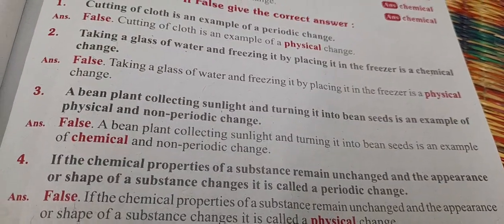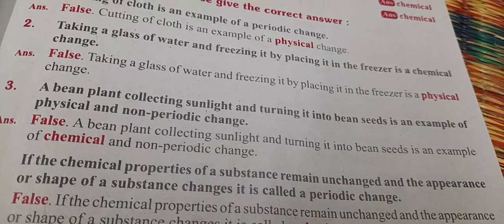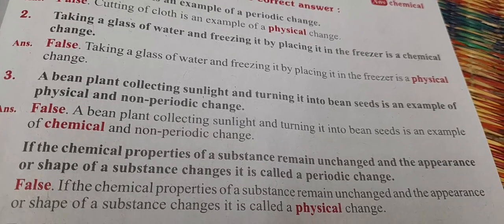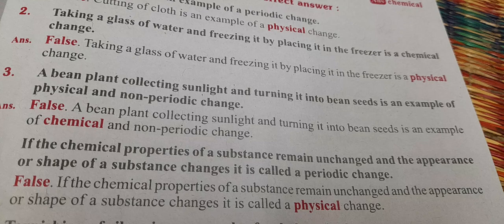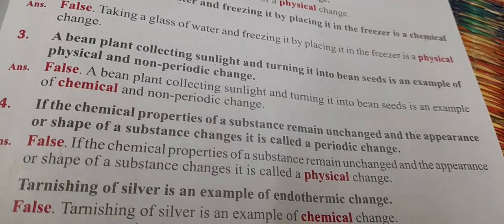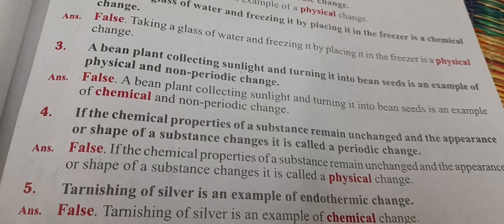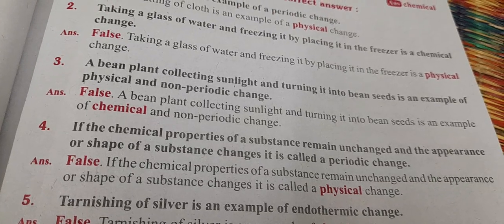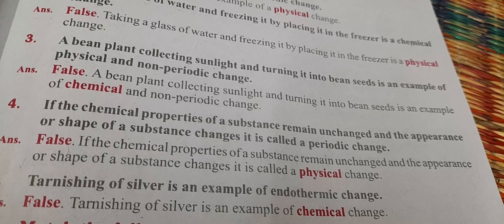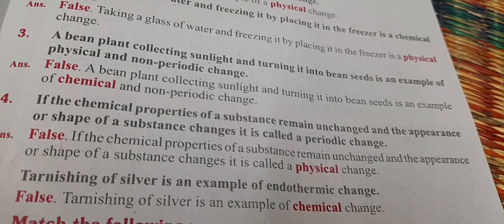Answer. Fourth one, if the chemical properties of a substance remain unchanged and the appearance or shape of a substance changes, it is called a periodic change. False. It is called a physical change. Tarnishing of silver is an example of endothermic change. False. Tarnishing of silver is an example of chemical change.